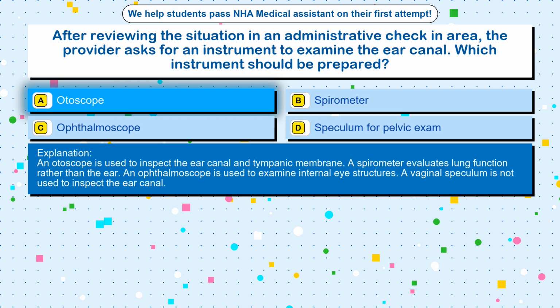Otoscope. An otoscope is used to inspect the ear canal and tympanic membrane. A spirometer evaluates lung function rather than the ear. An ophthalmoscope is used to examine internal eye structures. A vaginal speculum is not used to inspect the ear canal.